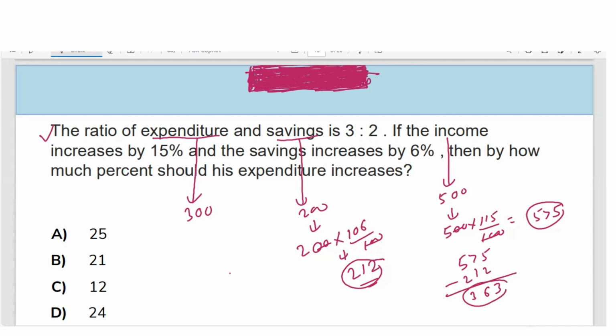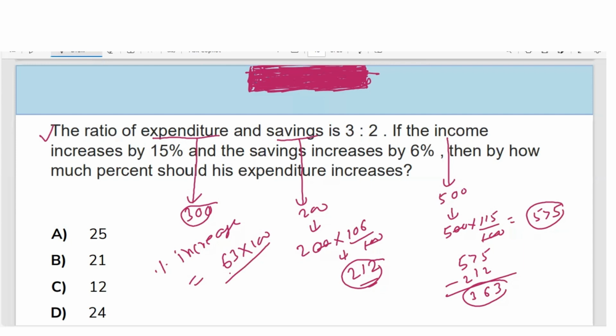So previously, the old expenditure was 300. Now the new expenditure is 363. So how much did the expenditure increase? 63. So we need to find the percentage increase in expenditure. So what is the technique for percentage? Percentage is the increase divided by the comparing number, into 100.